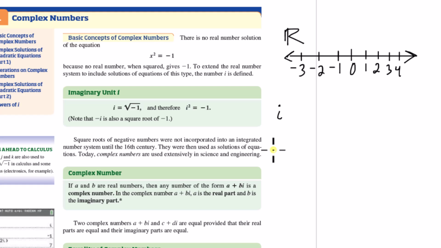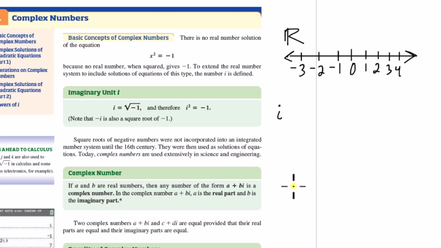But we'll see in a second what the more precise details of the notation are when it comes to imaginary and complex numbers. So what's a complex number? What are we talking about there? Let's take a look here. If A and B are real numbers, then any number of the form A plus BI is a complex number. In the complex number A plus BI, A is the real part and B is the imaginary part.